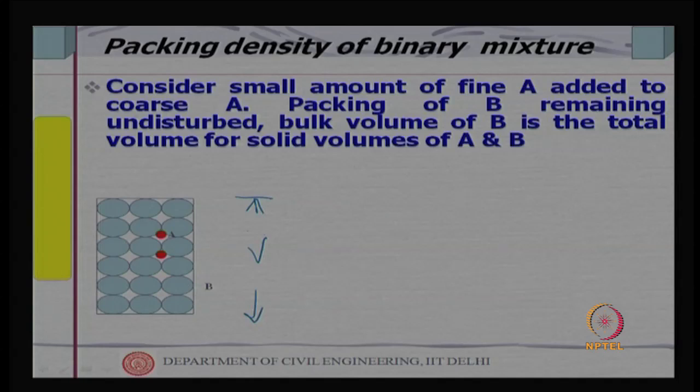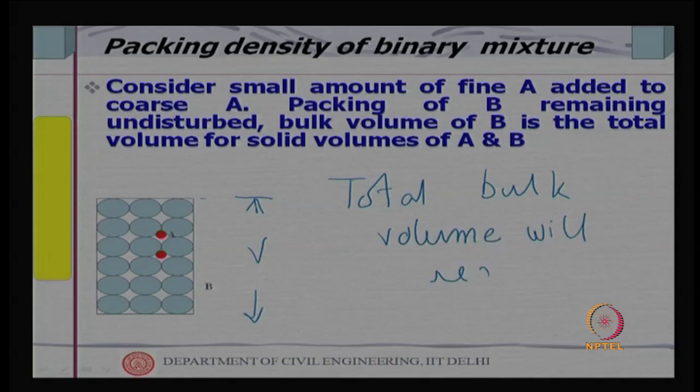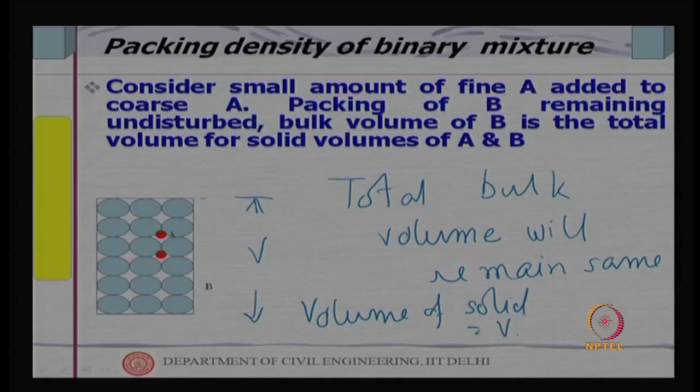So, what will happen to the total solid volume? Total bulk volume will remain the same. In the previous case, bulk volume increased, but here bulk volume will remain the same. Volume of solid will increase. Volume of solid will equal V_SB, which was there originally, or V_B, whatever you call it, plus the volume of solid that you have added right now. So, the solid volume will increase by this quantity that you have added.